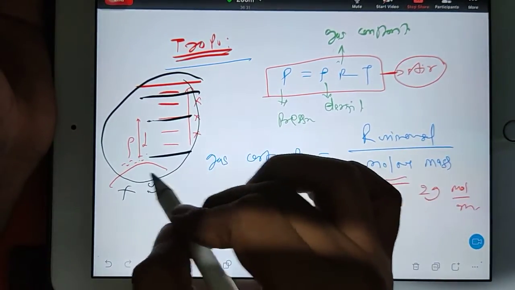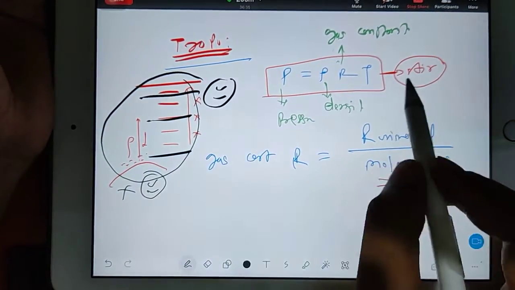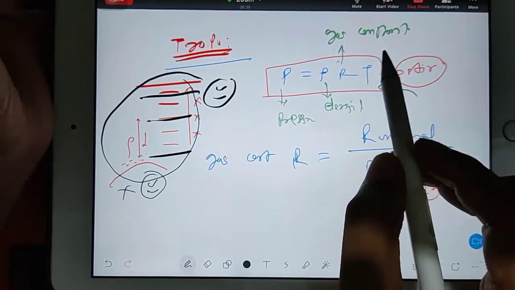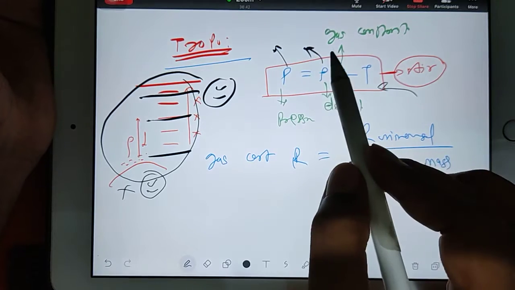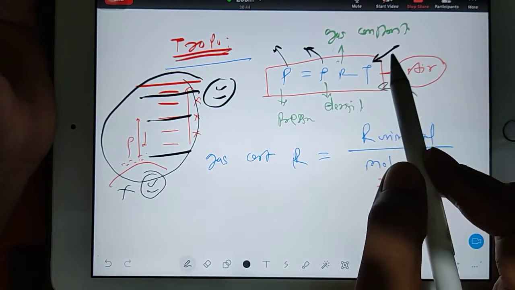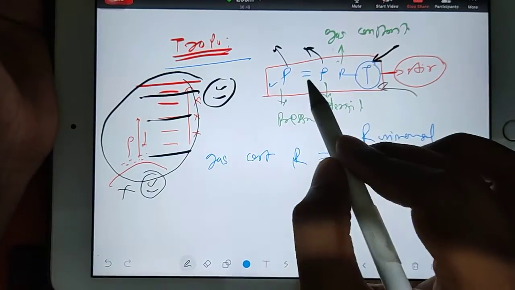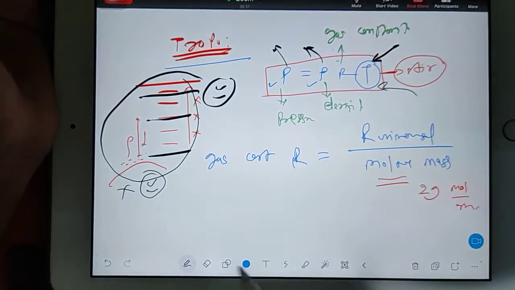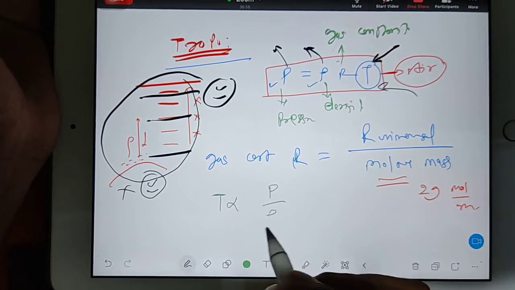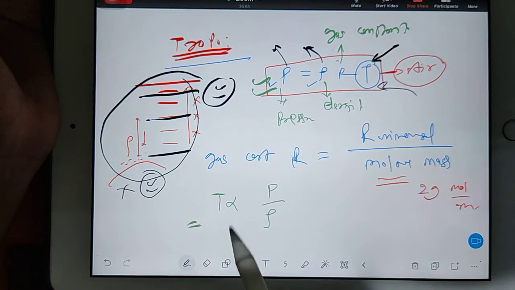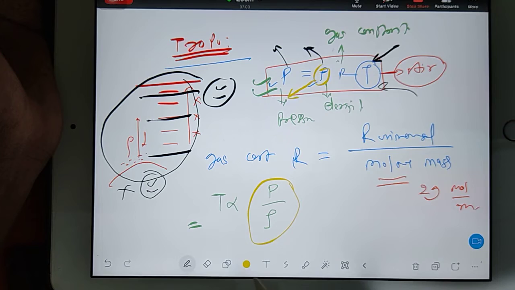Now why do we have to use a formula? Just now you will understand why we need the formula. To understand pressure variation you don't need a formula. To understand density variation you don't need a formula. But to understand temperature variation you need a formula, because temperature depends on pressure and density. How? Temperature is proportional to pressure by density. I mean the same formula I am writing like this. You can see this density I can send below, so it will look like pressure by density.